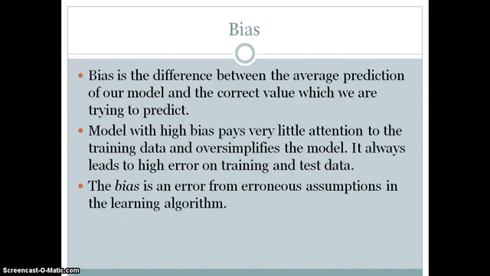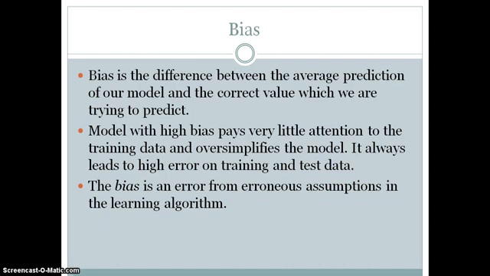Bias is the difference between the average prediction of our model and the correct value which we are trying to predict. It is one type of error that is caused by erroneous assumptions in the learning algorithm. A model with high bias pays little attention to the training data and oversimplifies the model. So it will lead to high error on the training and test data set.